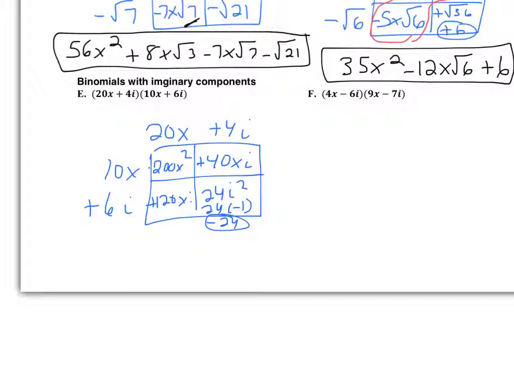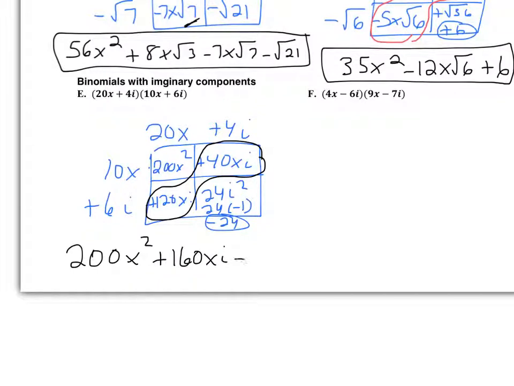Combine like terms. xi and xi are like terms, so we're going to combine those. So 200x squared, 120 and 40 is 160xi minus 24.